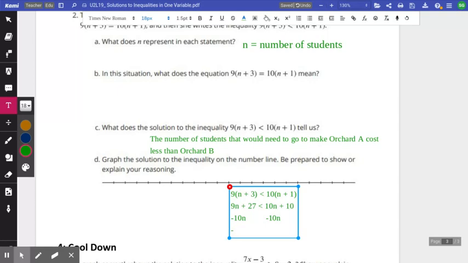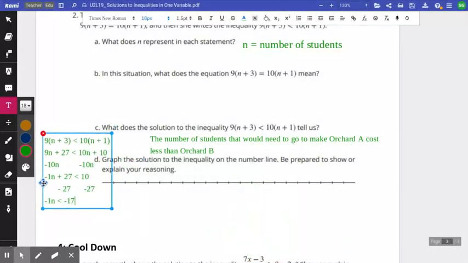And when I do that, I get negative 1n or negative n. I'm just going to write that 1 there for now. And then to get rid of our constant, I need to subtract 27 on both sides. If I do that, I get negative 1n is less than negative 17. And then our last step here would be to divide by negative 1. When we do that, on that left side we get n, and on that right side, negative 17 divided by negative 1 gives us a positive 17.